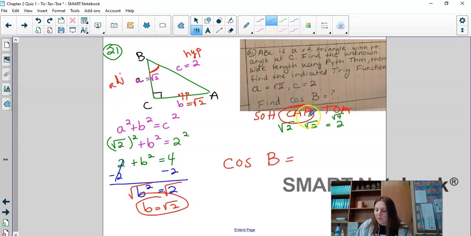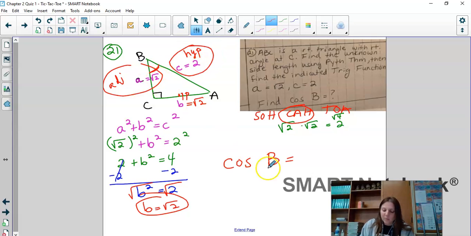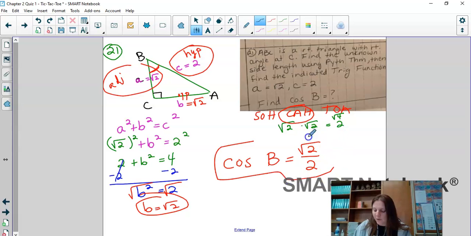I'm looking for the cosine. I'm looking for the adjacent over the hypotenuse. So that means our cosine is square root of 2 or root 2 over 2. And that one doesn't need to be simplified or anything. It's already in its simplest form.